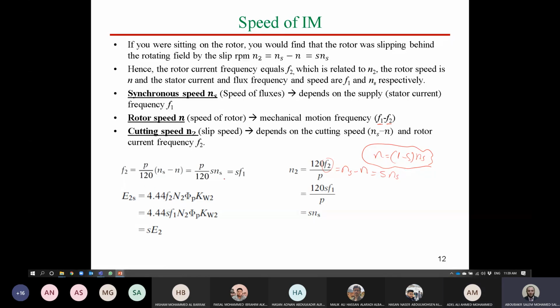We said F2 equals S F1, right? F2 equals S multiplied by F1. If you substitute here in this equation, you will find that the relation is 4.44 S F1 into phi K winding. So it's S multiplied by E2, where we can say now 4.44 Fn phi K as E. So we can say E due to motion equals S multiplied by normal EMF.